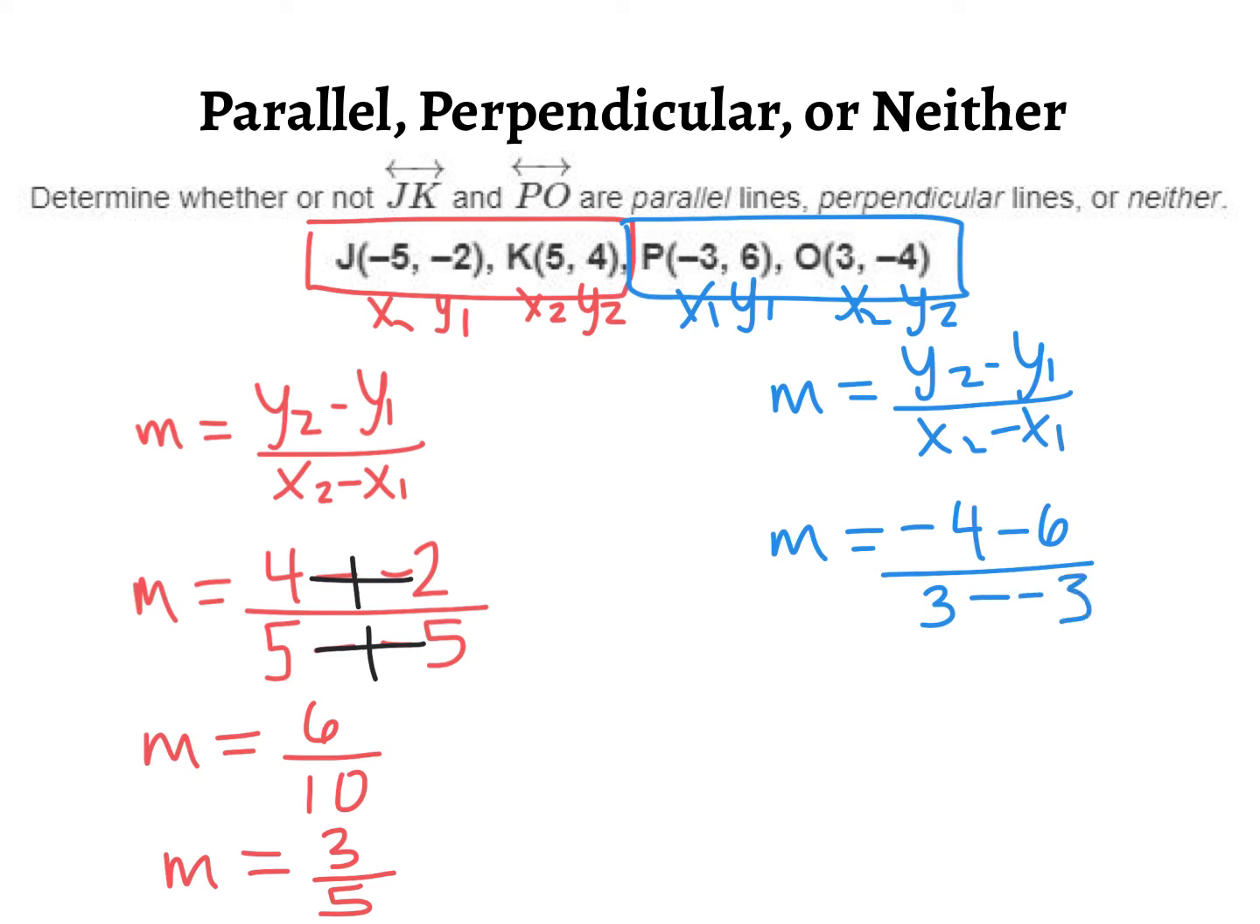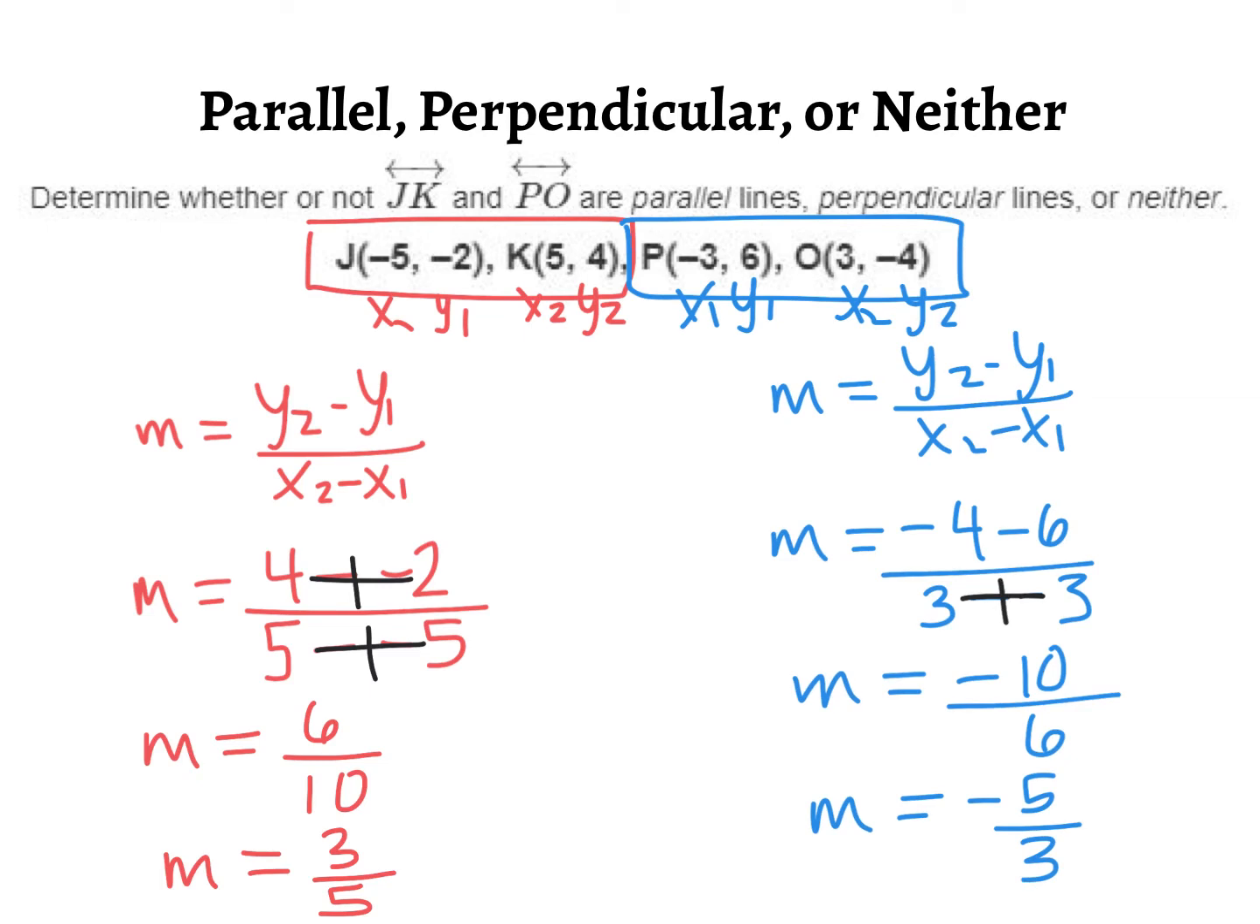Again, here in the denominator, I have a minus a negative, which I'm going to change to positive, and then I start simplifying. In the numerator, I have negative 4 minus 6, that's negative 10. In the denominator, I have 3 plus 3, which is 6. At this point, I'm going to divide both the top and the bottom by 2, since they're both divisible by 2. And I have m equals negative 5 over 3.